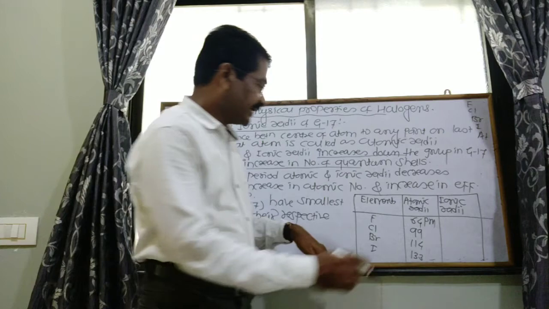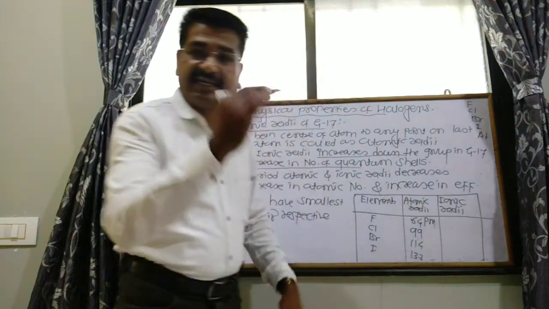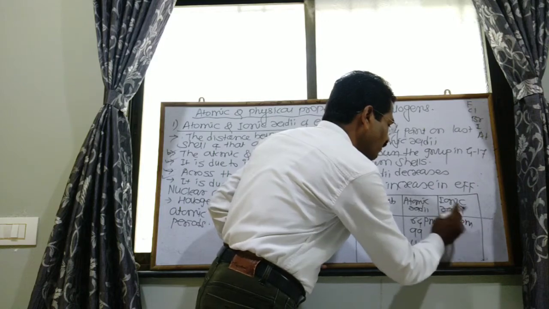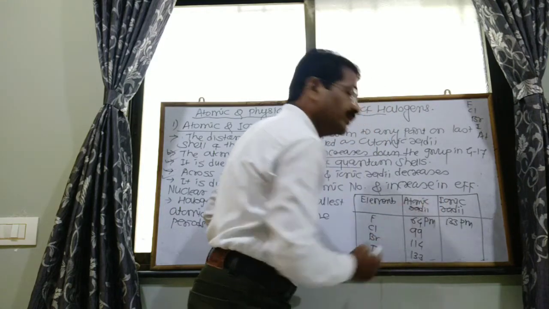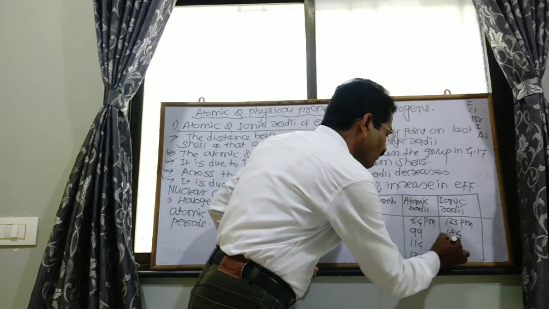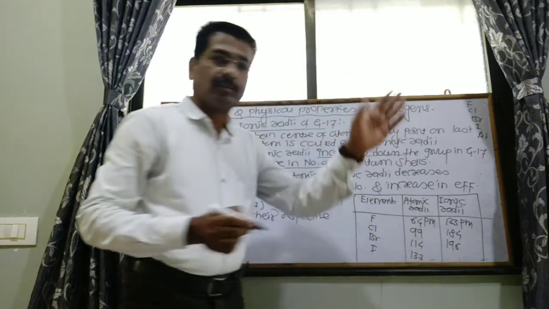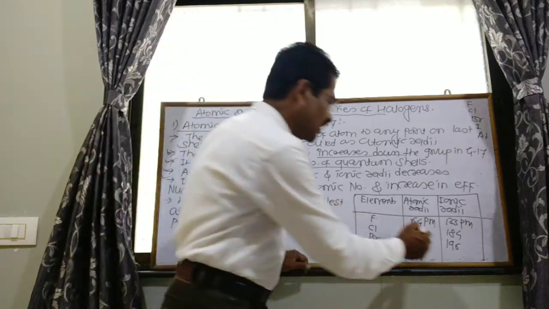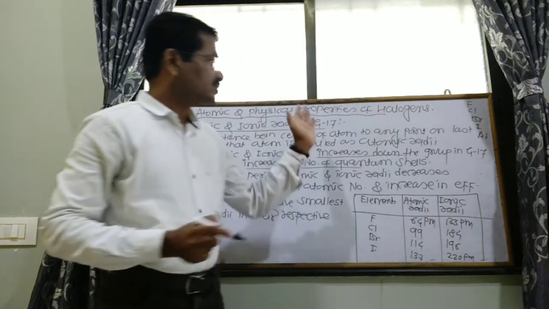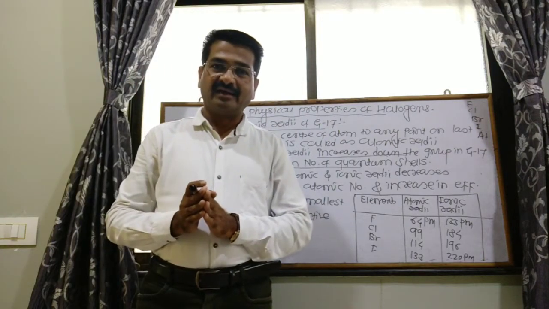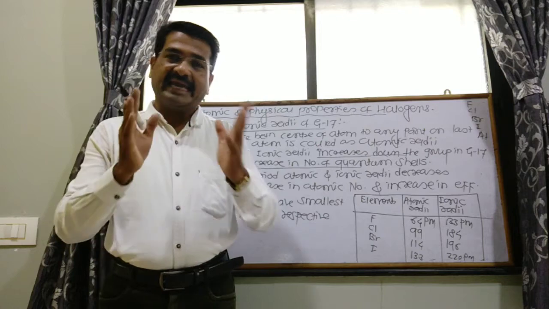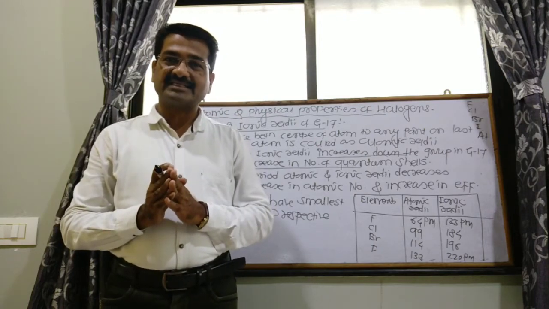Then ionic radii: 133 picometer for fluorine, then 184, 196 for bromine, and the last possesses 220 picometer. So these are the atomic and ionic radii of G17 elements, that is, halogens.